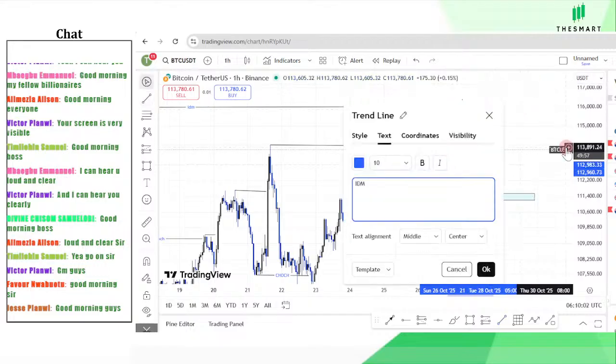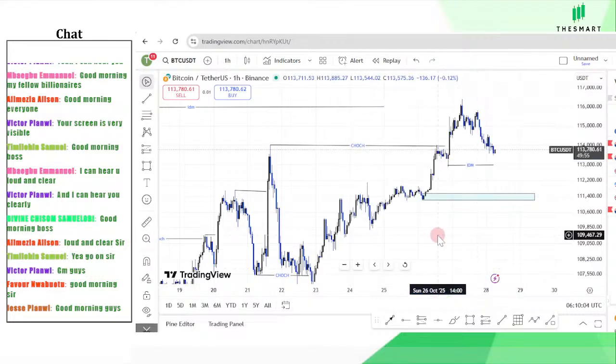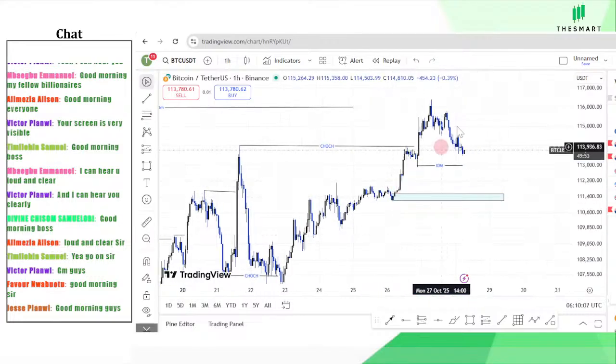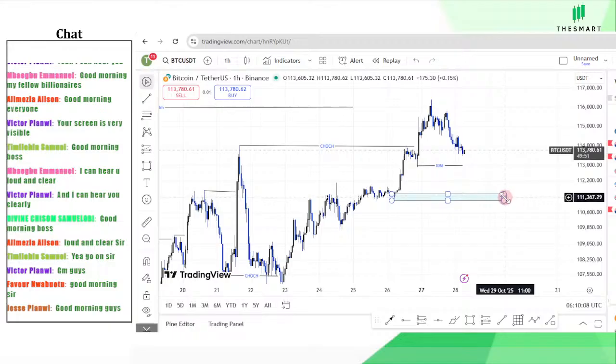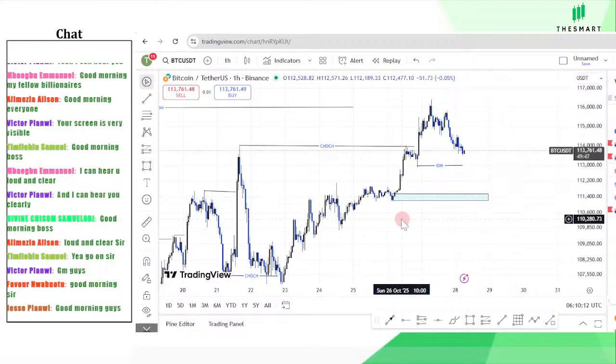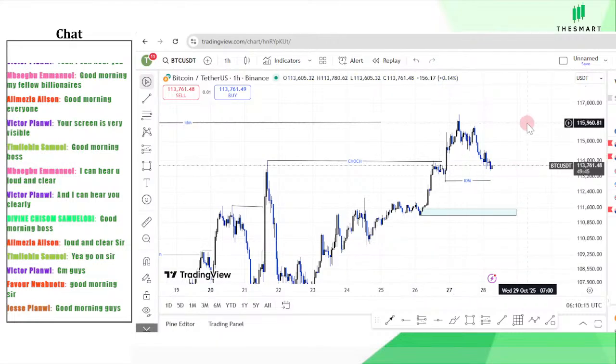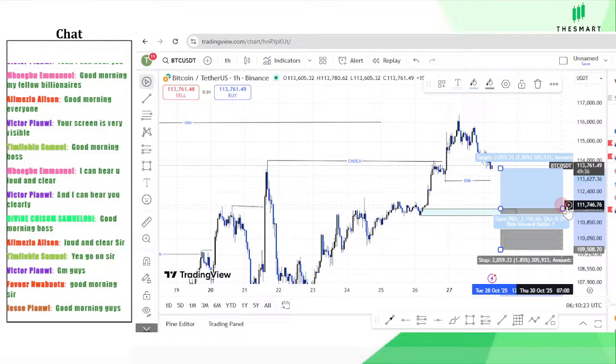This is our inducement level here. So we want to see this price drop all the way down to this zone for price to continue to the upside. So this is what we have: our buy order at this level.